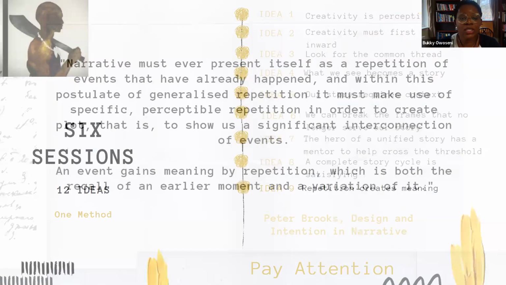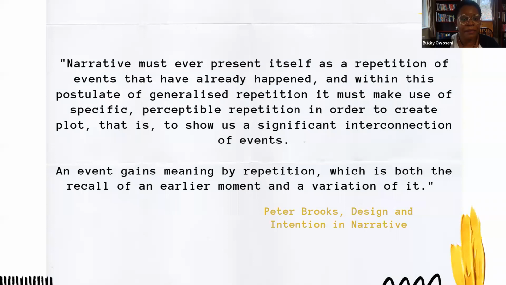So relating that to storytelling again, bringing that back to storytelling. There's a book by Peter Brooks, and it talked about narrative and design and intention. It's a very dense statement and I'll explain basically what he says. It says that narrative must always present itself as a repetition of events that have already happened. So he's talking about novels generally. You read a novel, the novel is telling you what has happened.